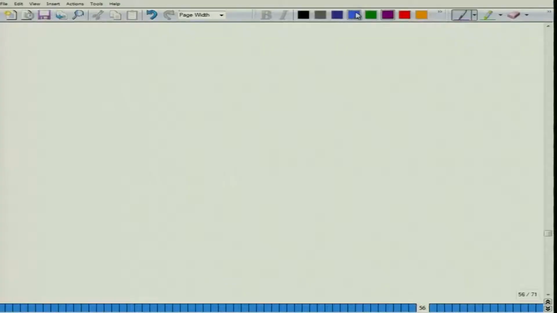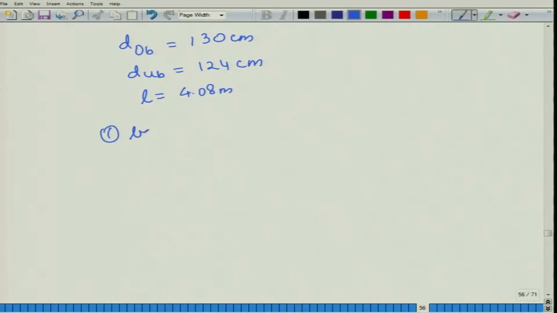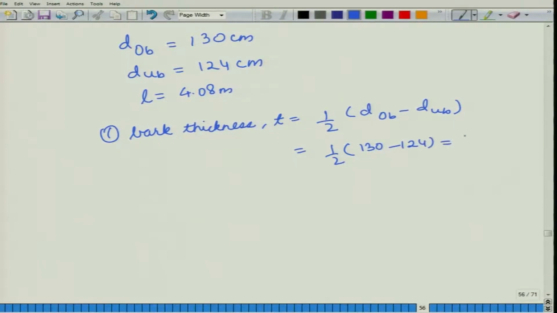So, coming back to the example, diameter over bark is 130 centimeters, diameter under bark is equal to 124 centimeters, length is 4.08 meters. So, the first thing is bark thickness. Bark thickness T is given by half of diameter over bark minus diameter under bark. So, you will have half of 130 minus 124, which is half of 6, is 3 centimeters. So, we know that the bark thickness is 3 centimeters.